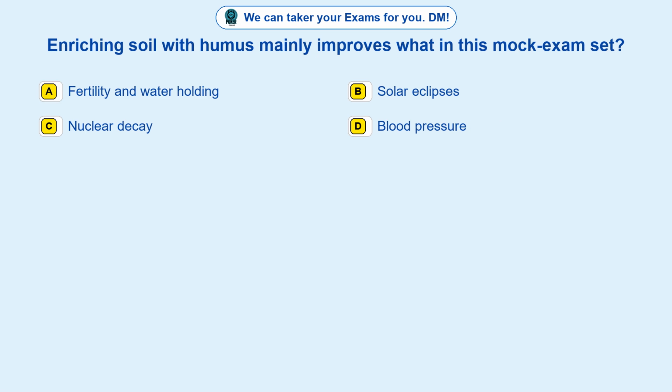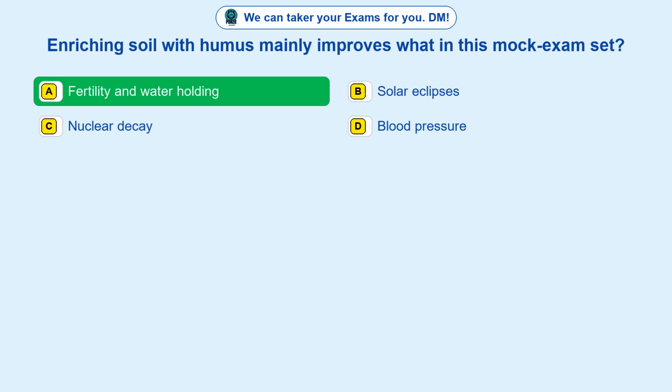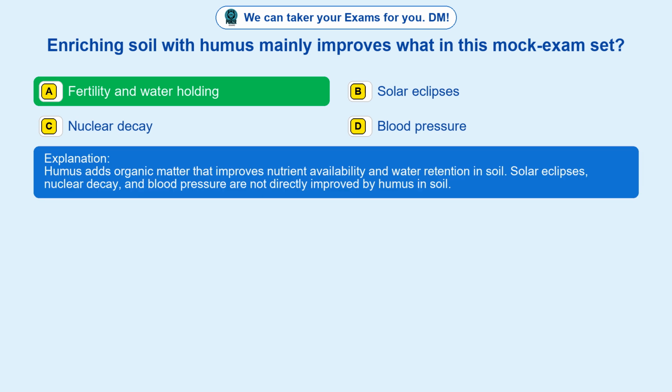Question 96. Enriching soil with humus mainly improves what in this mock exam set? Option A, fertility and water holding. Option B, solar eclipses. Option C, nuclear decay. Option D, blood pressure. The correct answer is option A, fertility and water holding. Humus adds organic matter that improves nutrient availability and water retention in soil. Solar eclipses, nuclear decay, and blood pressure are not directly improved by humus in soil.